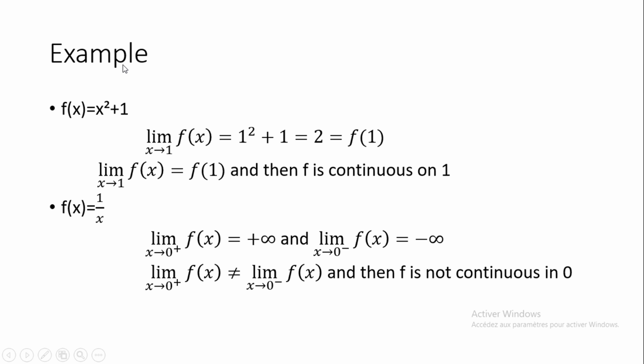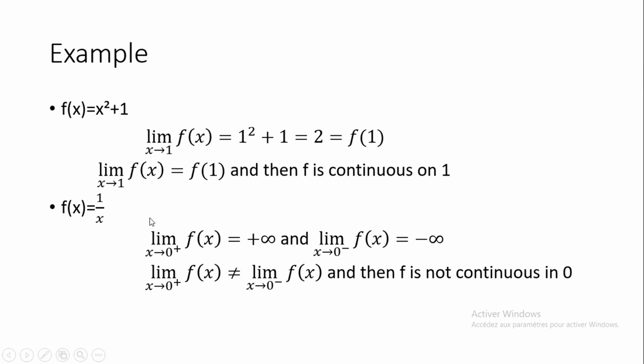So let's take some easy examples. First of all, let's take f of x equals x squared plus 1. If we take, for example, the limit when x gets closer to 1, we are going to get 1 squared plus 1, which is equal to 2, which is equal to f of 1. So we have the limit which is equal to f of 1, and then f is continuous on 1.